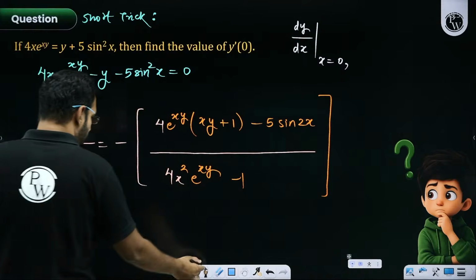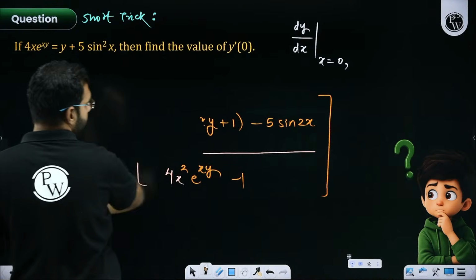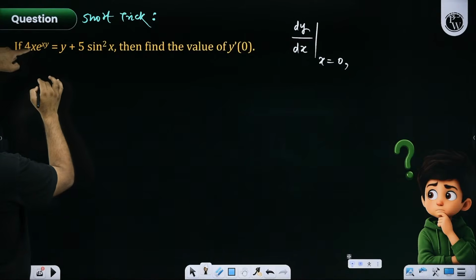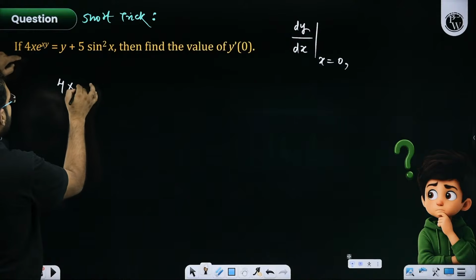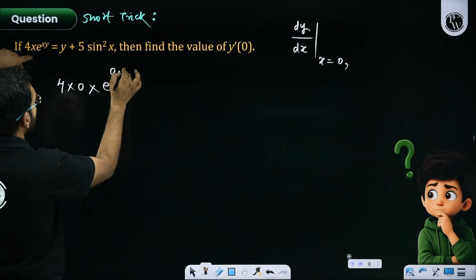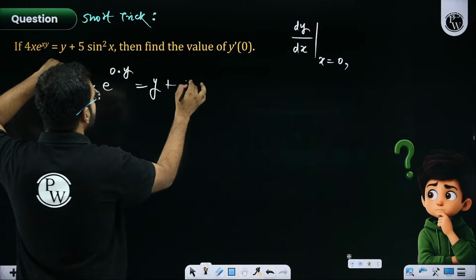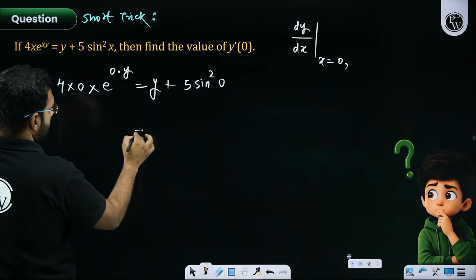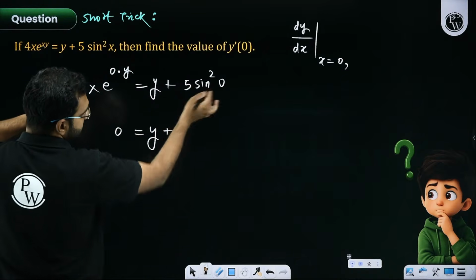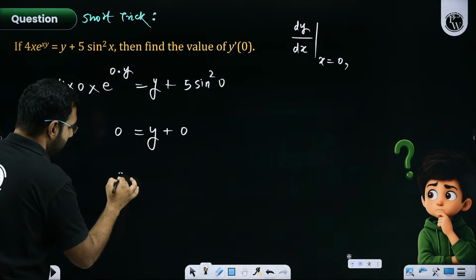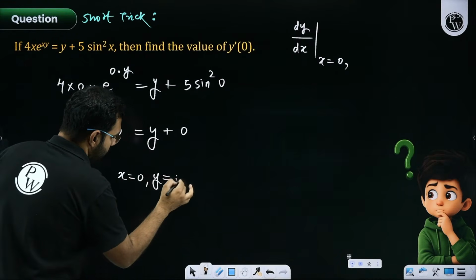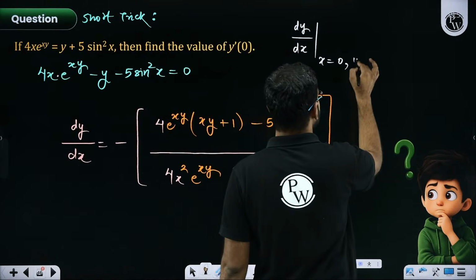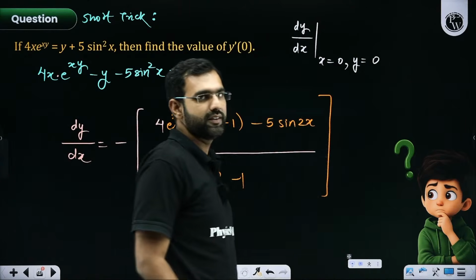When x is 0, what is y? Let's work on that result. So whenever x is 0, 4 into 0 into anything is 0. I hope you're understanding. 4 into 0 into e to the power 0 into y is equal to y plus 5 sine square 0. So this whole is 0. So 0 is equal to y plus sine 0, which is 0. So we cracked that whenever x is 0, y is also 0. So if somebody is asking you dy by dx at x equals 0, they're asking it at x and y both being 0, 0.